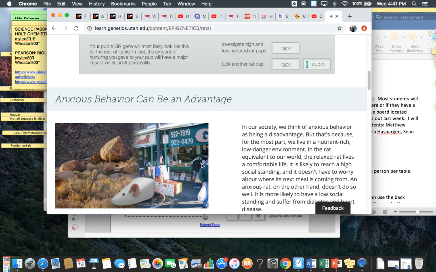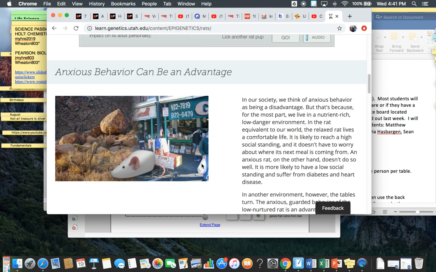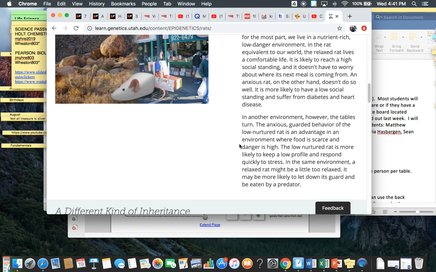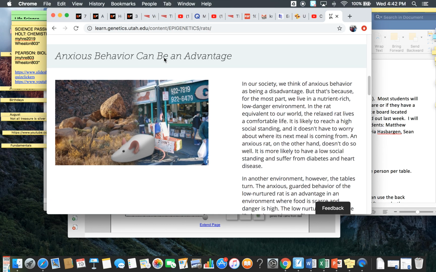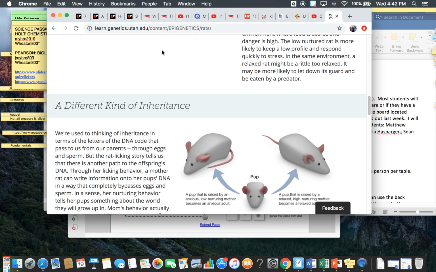Okay. Now, the purpose, they're looking at anxious behavior here. And I'm not saying anxious behavior is a bad thing. Okay, it can actually be a very, very good thing. We tend to think of it, like right here in this first sentence, as a disadvantage, but it could be an advantage if the tables are turned, if the environment is very dangerous. An anxious behavior would be very beneficial.